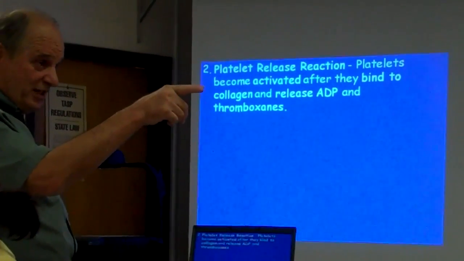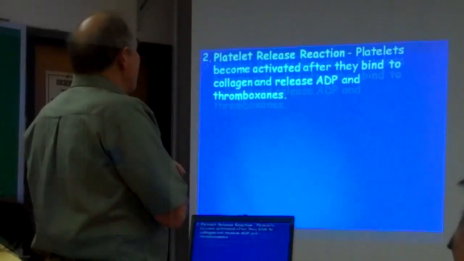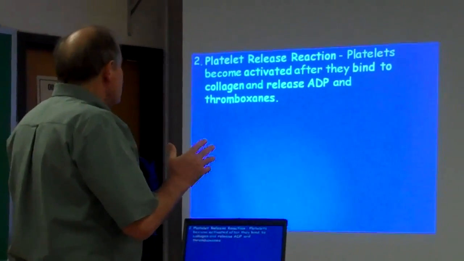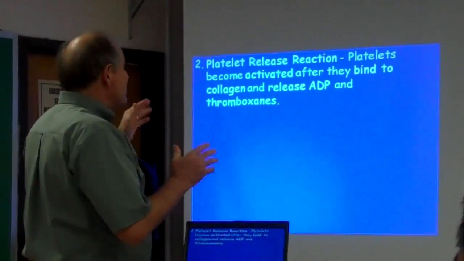So if you have the Seeley, Stevens, and Tate book at home, platelets become activated after they bind to collagen and they release ADP.